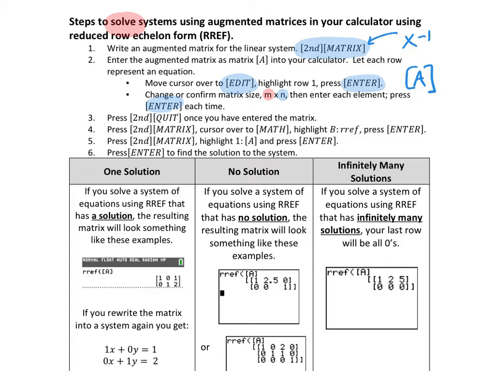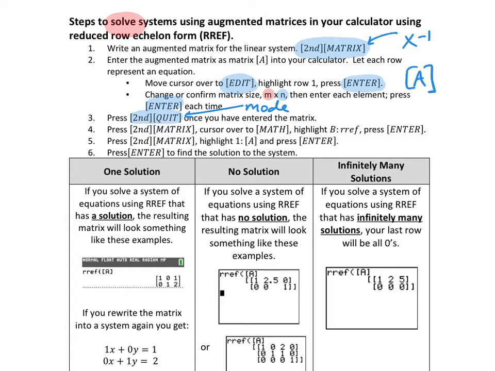So you're going to press second and then quit. Can anybody find the word quit on their calculator? It's above mode. So maybe make a note for yourself right there that this is above the word mode. So we would press second, quit, to get out of the matrix edit screen. Should go back to your normal screen.